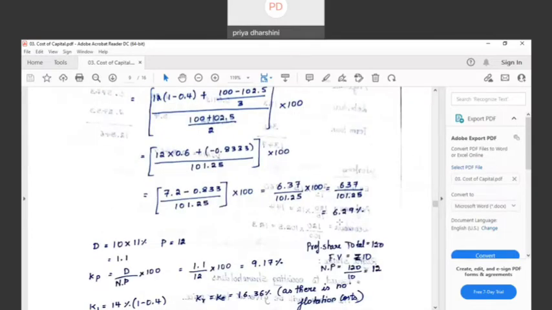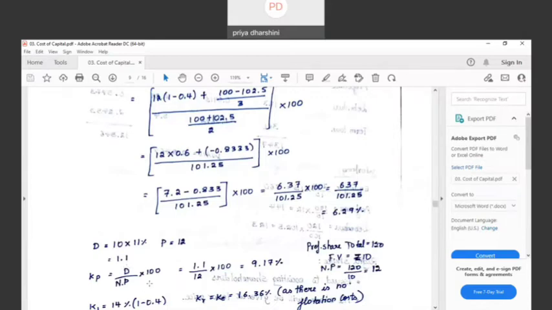Okay. Then coming to cost of preference shares. Have they told 11% preference shares of face value of 10? Yes. So how do you get the dividend on preference shares? 10 into 11%, 1.1 is the dividend. How do you find cost of preference shares? It is dividend divided by net proceeds into 100.